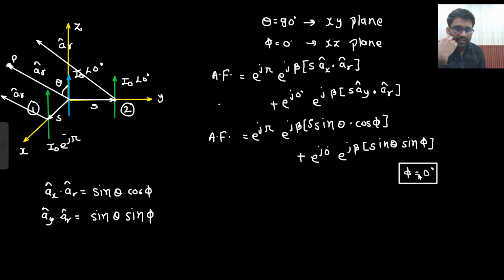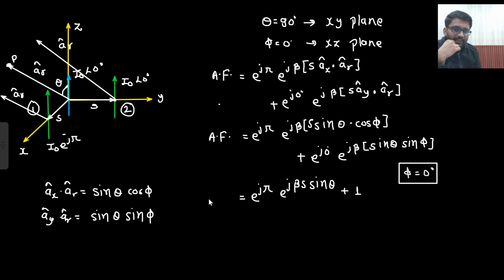So this is what we are getting. If we put phi equals 0 degree, then what will you get? Sin 0 is 0, so this term will be 0. And this is already 0. So this term will be 1, e to the power j0. Beta sin phi is also 0, so this complete term will be 1 only. So what are you getting? E to the power j beta s sin theta. What is cos phi? Cos phi will be 1, plus 1. Say yes or no.